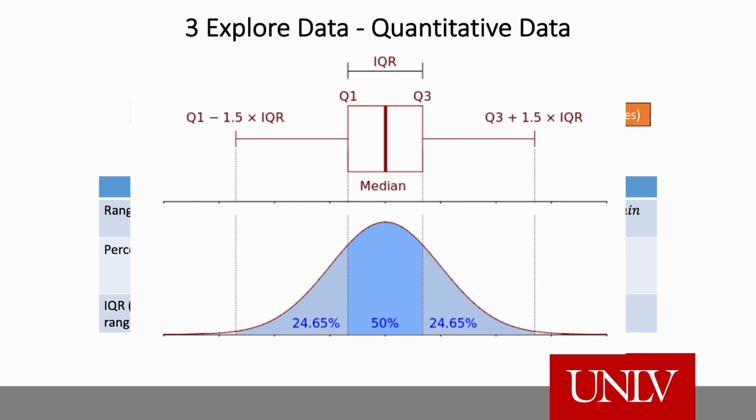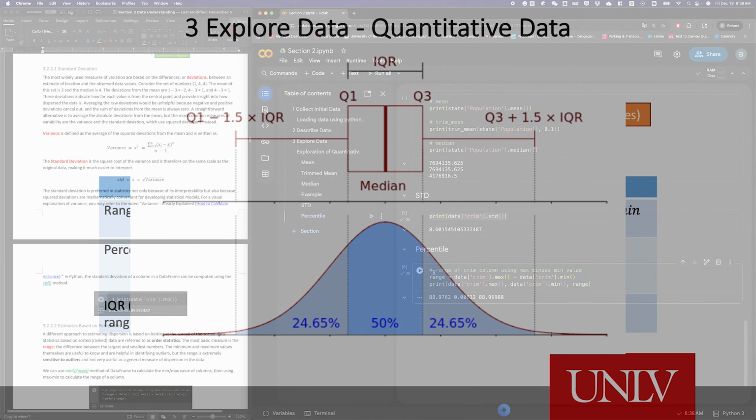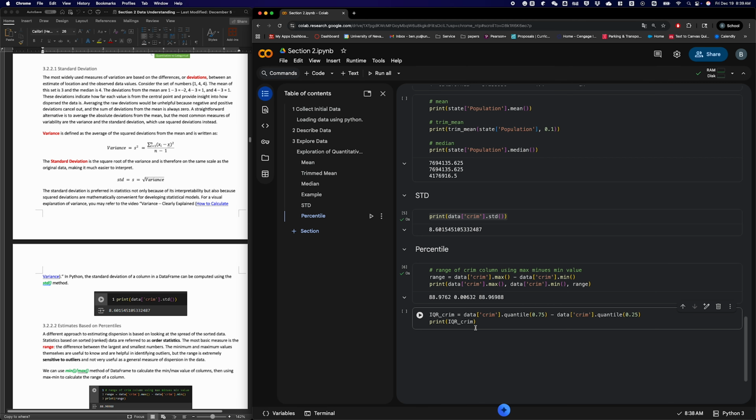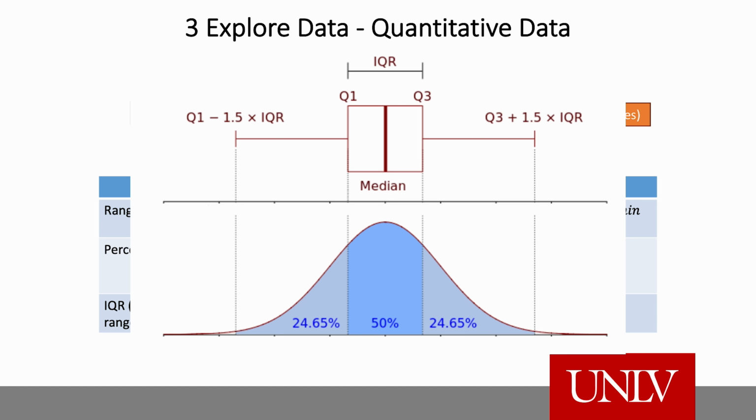The IQR shows the spread of the middle 50% of the data and is much more robust to outliers. In Python, we can compute percentiles using the quantile method and find the IQR with quantile 0.75 minus quantile 0.25. Together, these percentile-based measures help us understand variability even when extreme values are present.